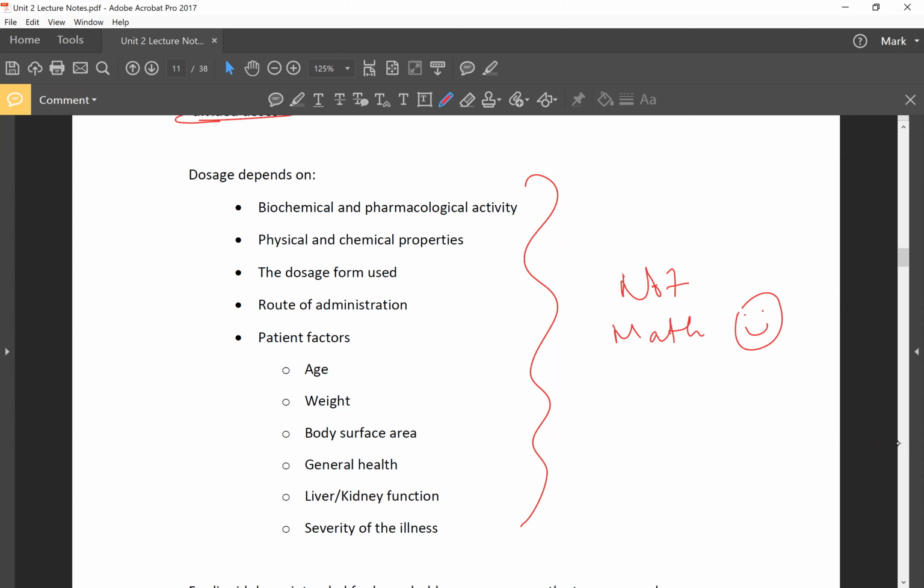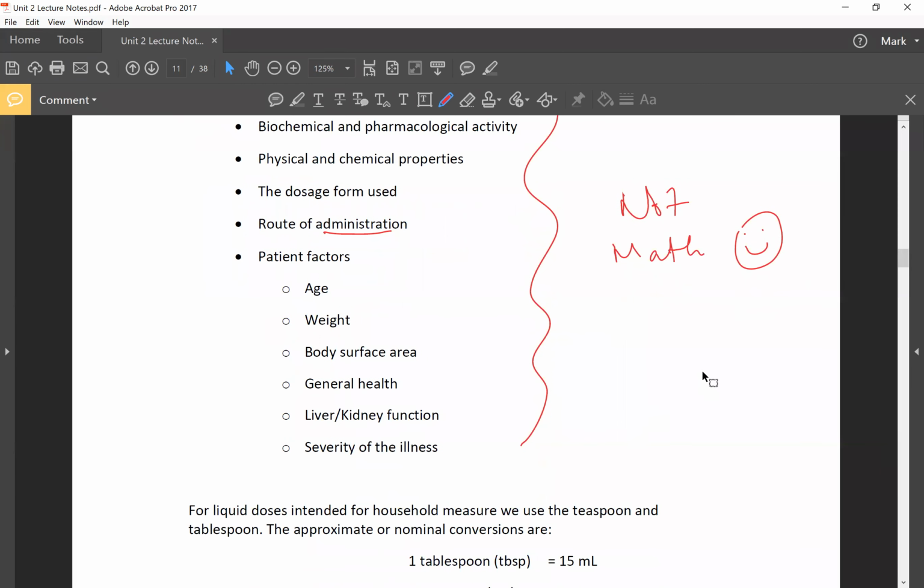why are these numbers different for different medications or different people? Well, it could be the chemical properties and could be the route of administration. So liquids tend to react or interact faster than, say, solids. And then, of course, there's patient factors. So how old they are, how much they weigh, do they have any other health issues?